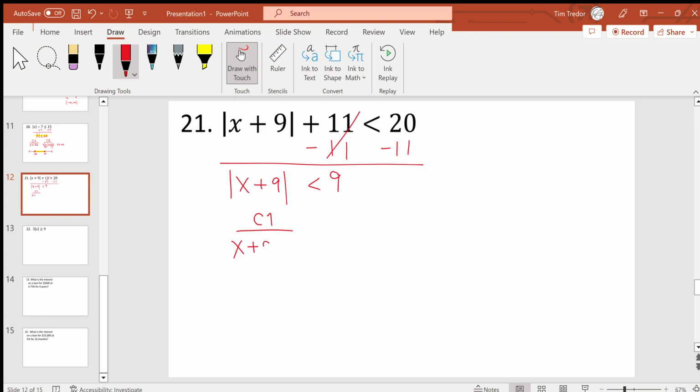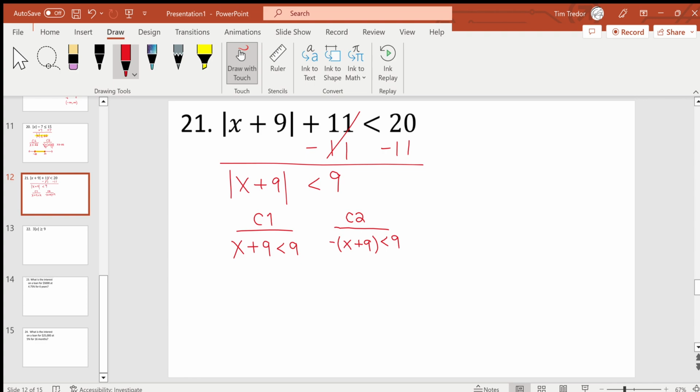For case 1, we just want to drop the absolute value. You're not changing anything else. So we get x plus 9 is less than 9. Case 2, we're going to replace the absolute value with a negative in front of some parentheses. And if you do it this way, you don't have to remember what you have to flip and where the negative goes.